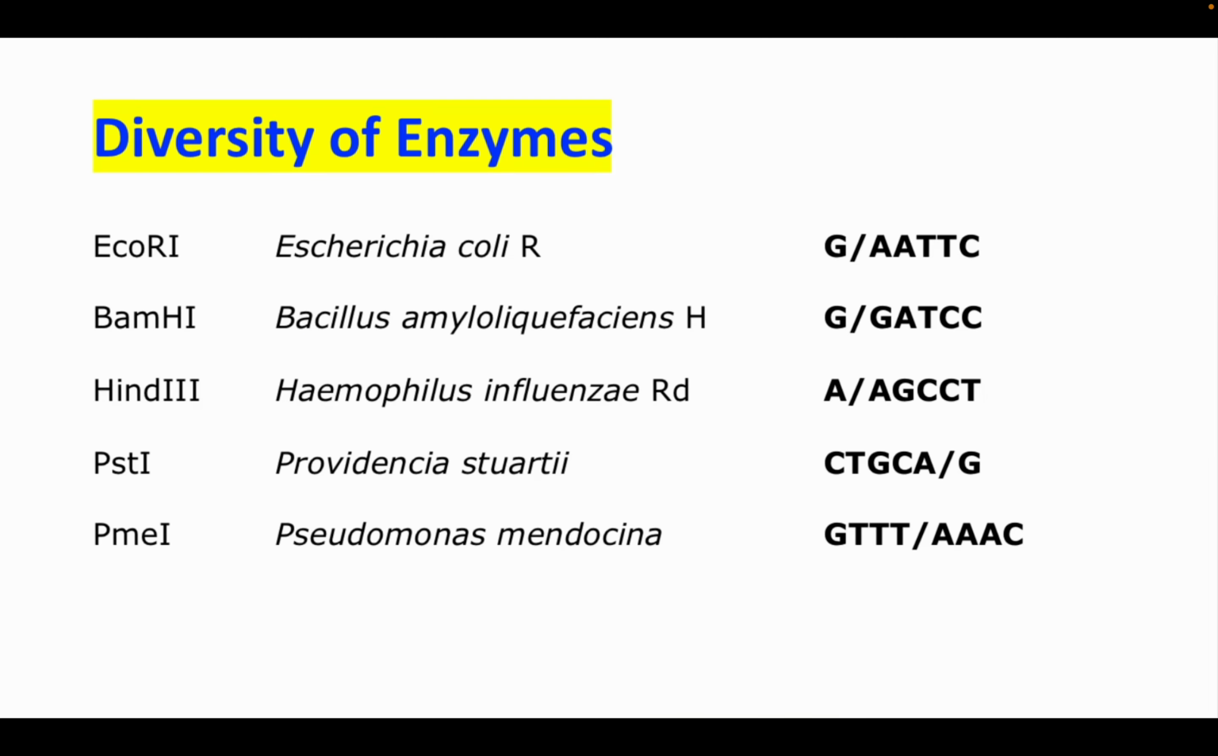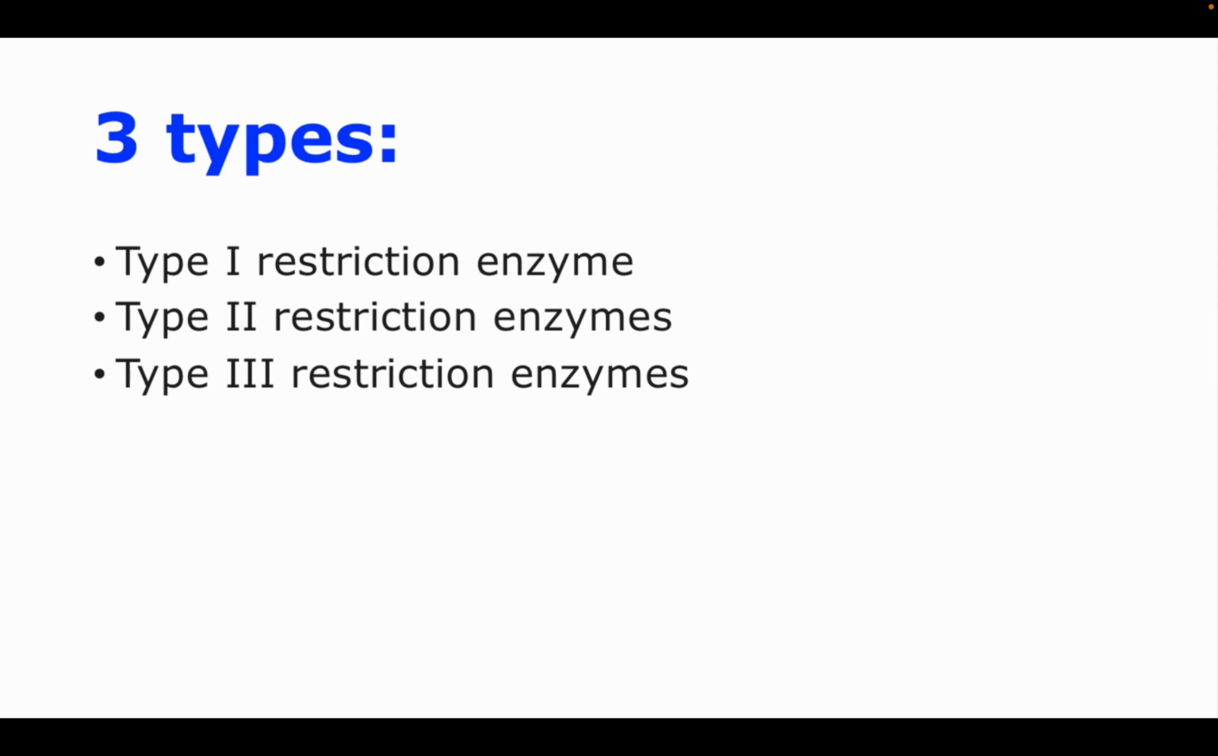Okay, so these are the different types of enzymes and their recognition sequences. As you have noticed, we have here this slash. That just specifies between which nitrogen bases the enzyme will act. Like EcoRI, it's between G and A. BamHI is between two Gs. HindIII is between two adenines. PstI is between A and G, and PmeI is between T and A. Okay, memorize that one.